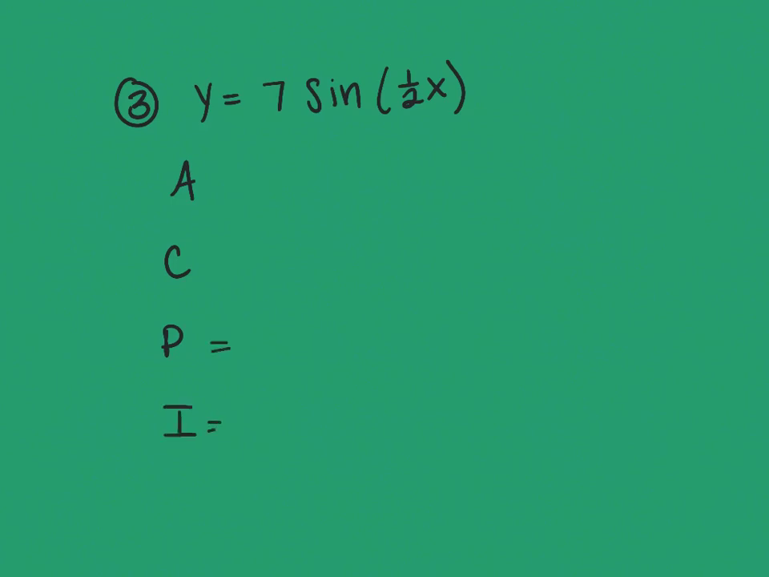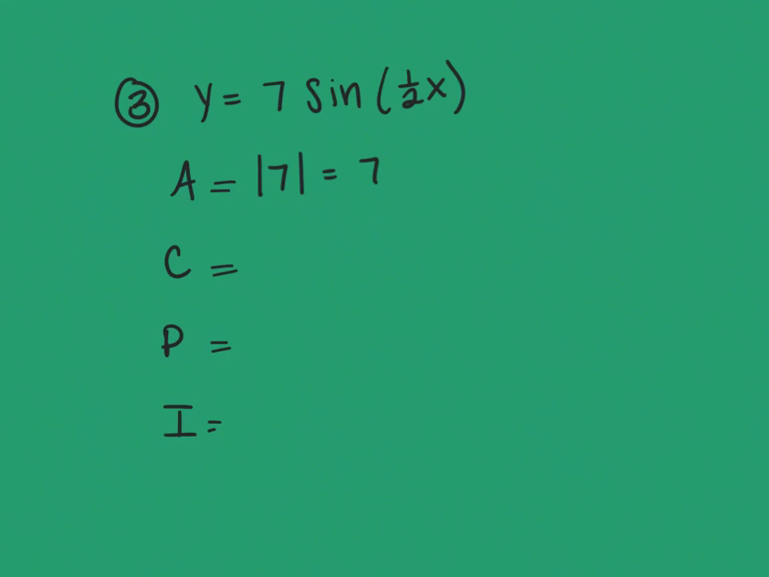All right, we'll call this last example, example number 3. So y equals 7 sine 1/2 x. So we've got our A, our C, our P, and our I. My suggestion for you would be to pause the video, try this on your own, and then hit resume for the explanation. Okay, so first things first, amplitude is the absolute value of the number in front, which is 7.